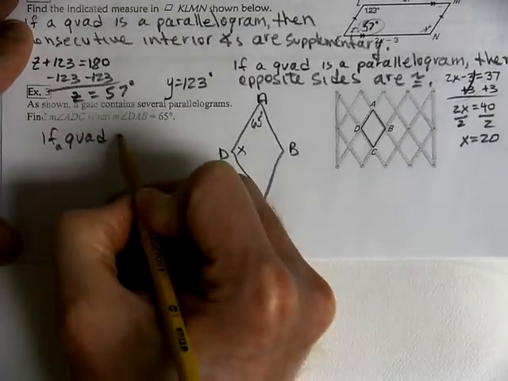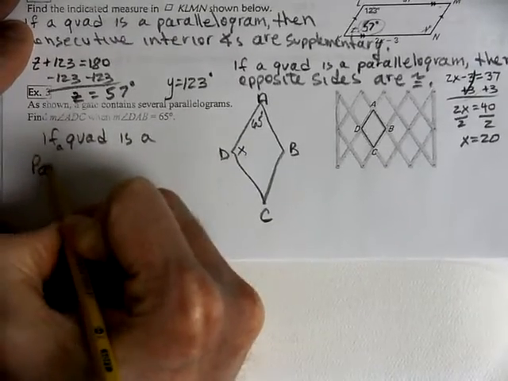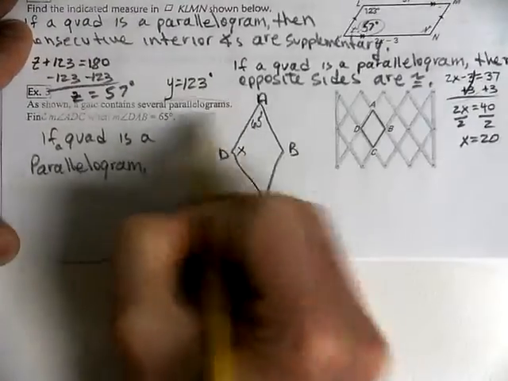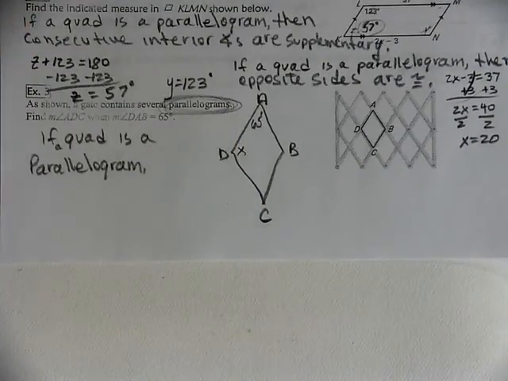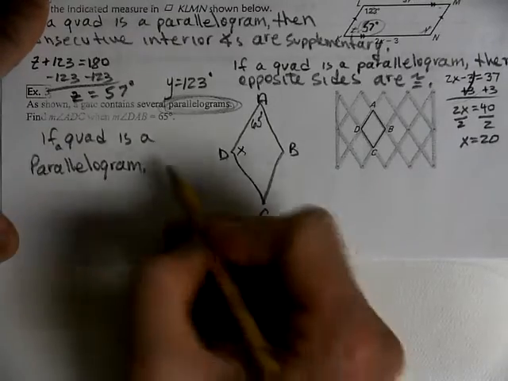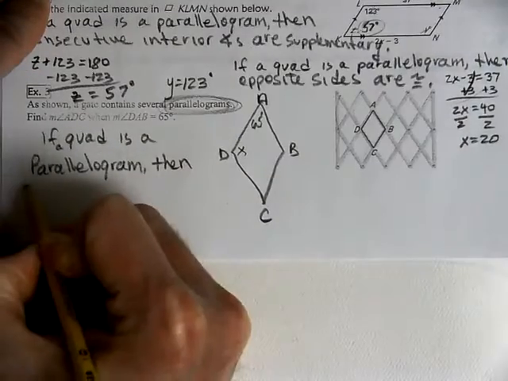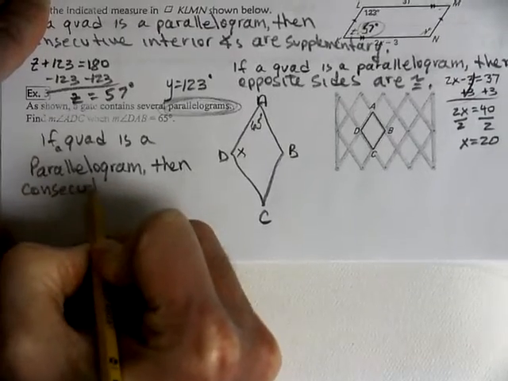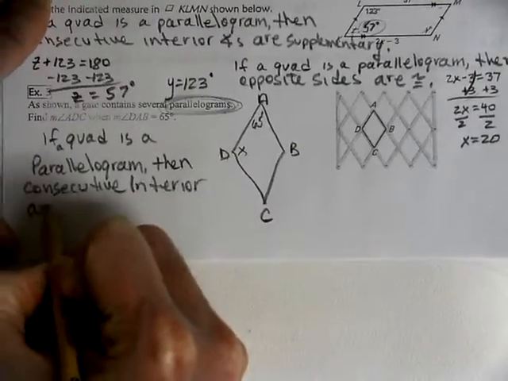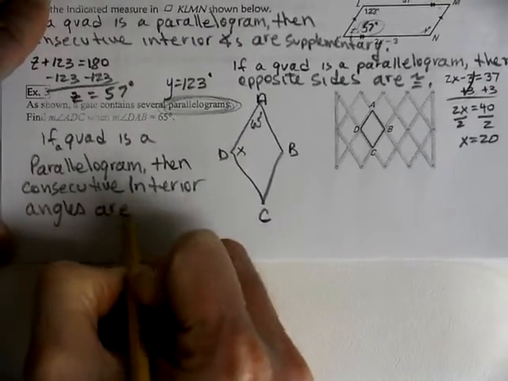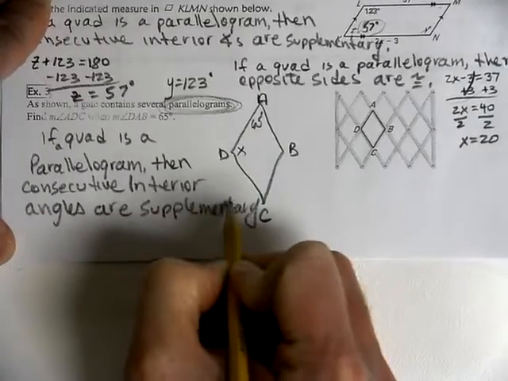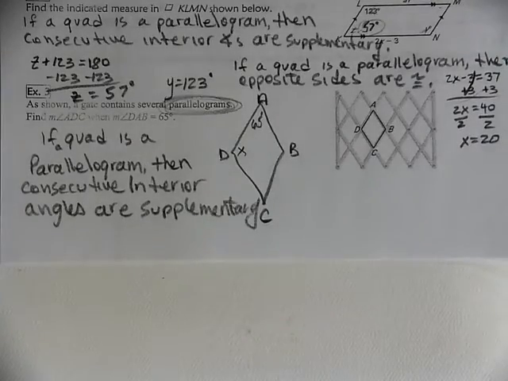So if a quad is a parallelogram, and we know that because they tell us that all these are parallelograms, so since we have a parallelogram, then consecutive interior angles are supplementary. We are practicing writing out these if-then statements.